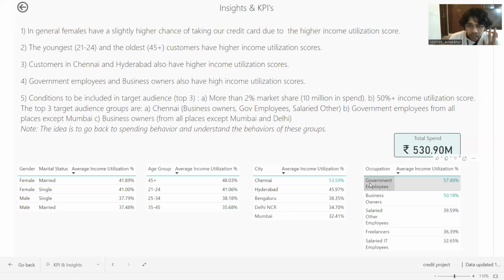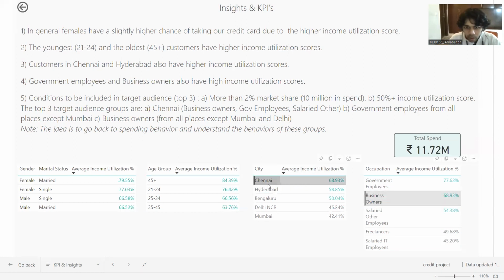Finally, the last and the third one is business owners from all places except Bombay and Delhi. So here, okay. Again, you can see the result is here. Total spend more than 2 million. It's 40 million. So this works for us. We can say that, hey, these three segments can be a good target audience.